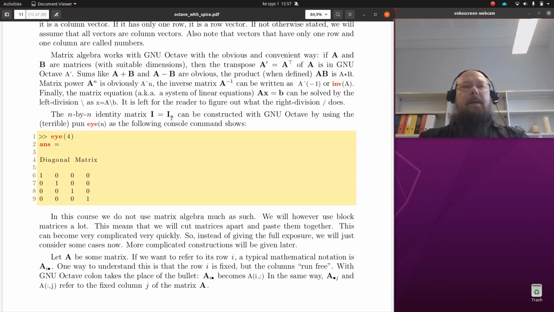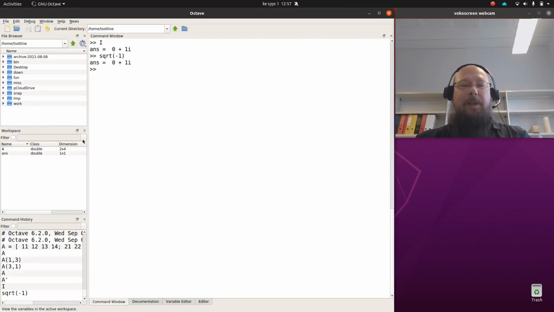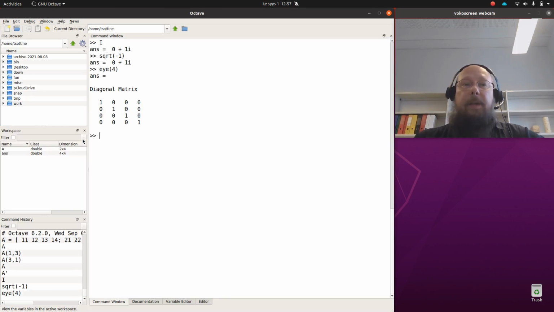Instead, it's eye, kind of like I, you know. Okay, this is a terrible pun. Sorry about that, but that's the way it is. So, for example, eye(4) gives a 4 times 4 identity matrix. So here is the answer. It says that it's a diagonal matrix. This is a technical thing, you don't have to care about that. But in any case, here you have it. It's a 4 times 4, with zeros otherwise and ones on the diagonal. Okay.